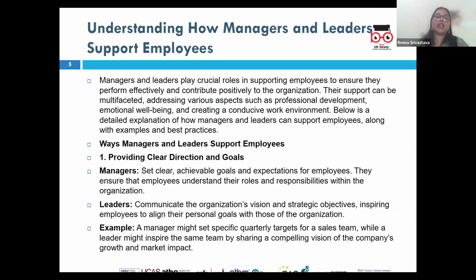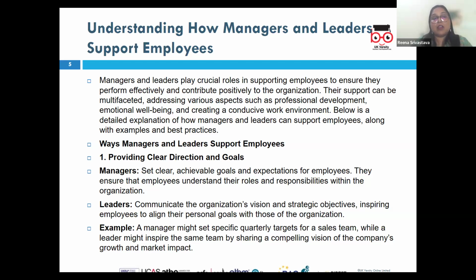Now, if we take a look at the current LO, that is LO3, it is all about understanding how leaders and managers support employees. Leaders and managers play a pivotal role. We cannot overstate their role in supporting employees, because they are the ones who offer clear directions, provide professional development support, and give feedback to the employees.